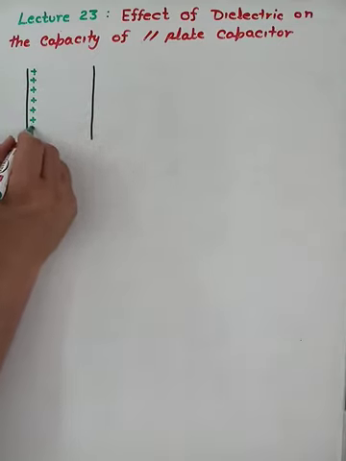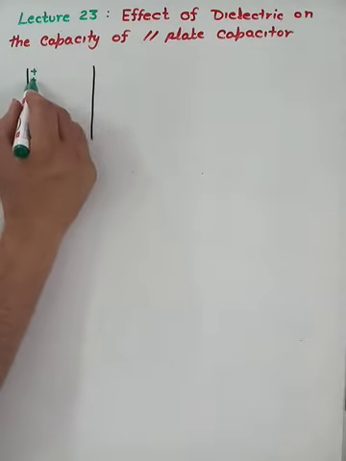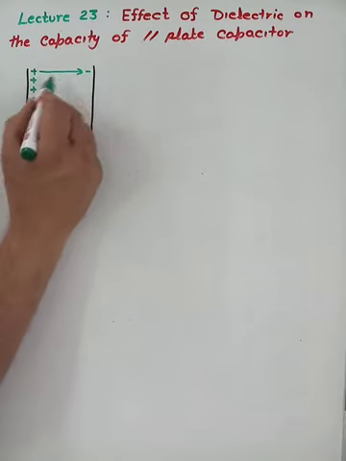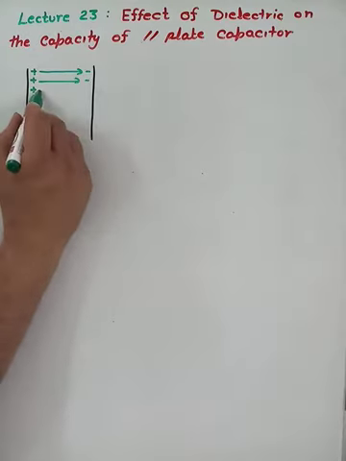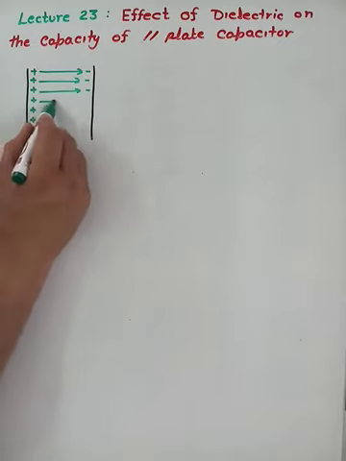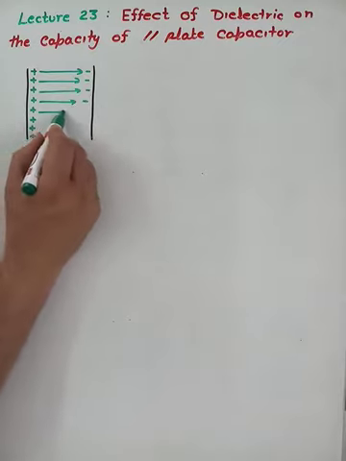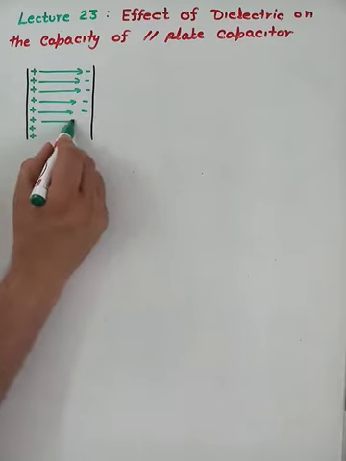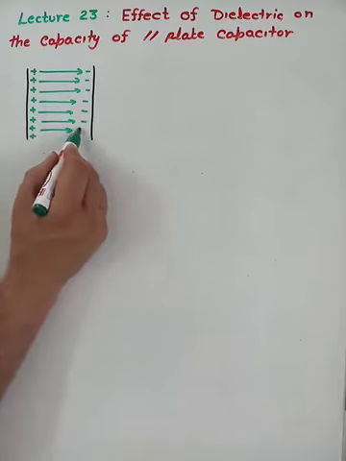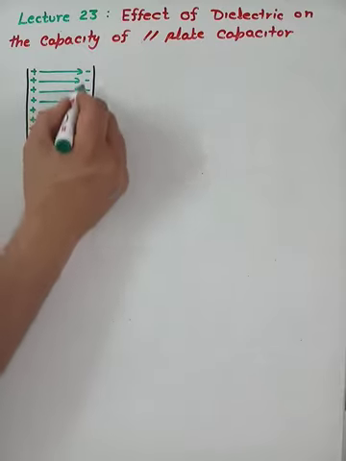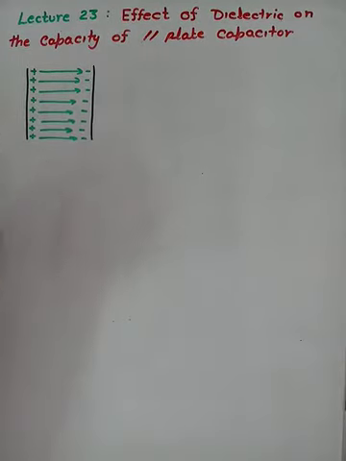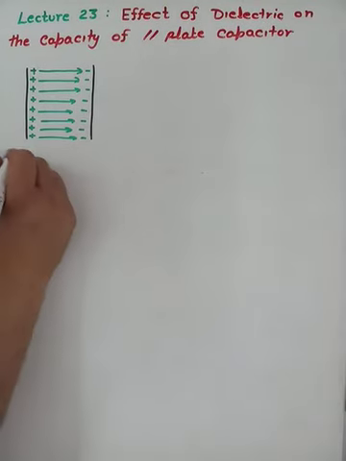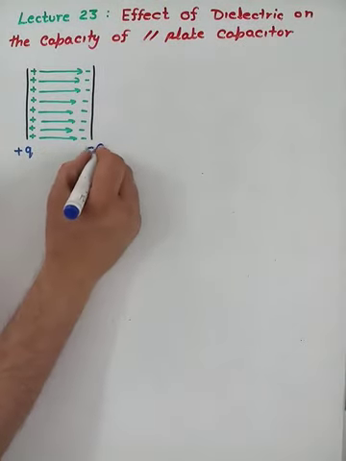This is free space without any medium. 1, 2, 3, 4, 5, 6, 7, 8 lines. This is negative charge. This arrow shows the direction of the field. This is plus Q and this is minus Q.